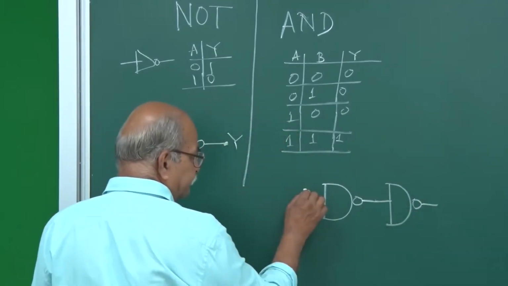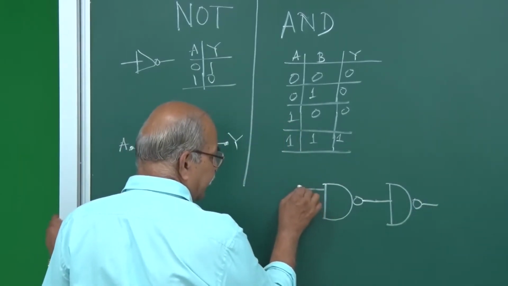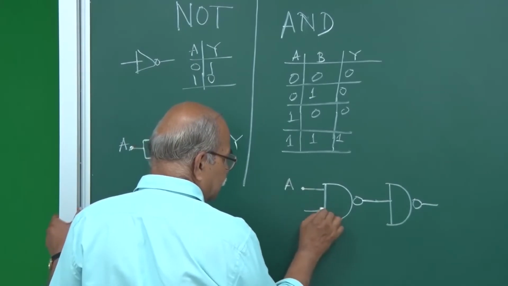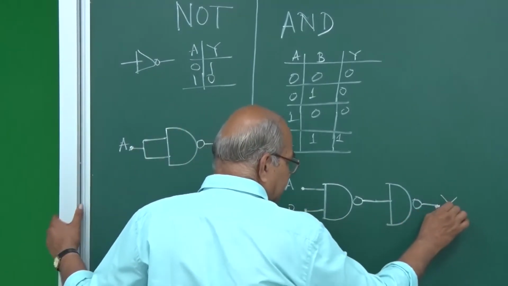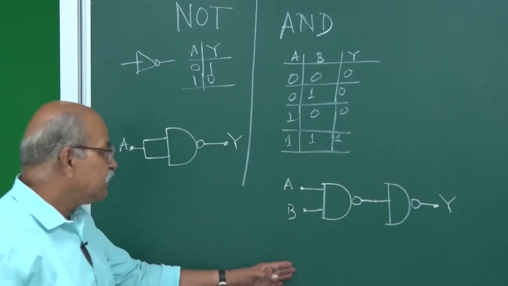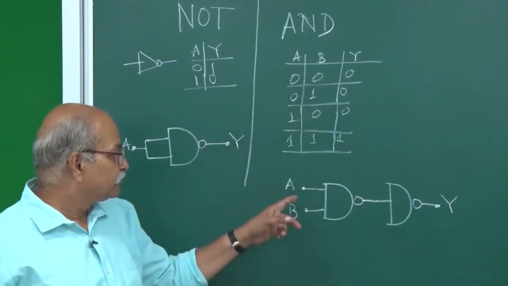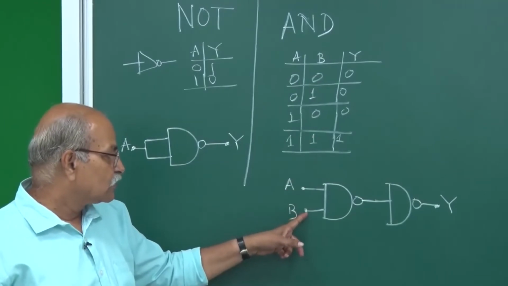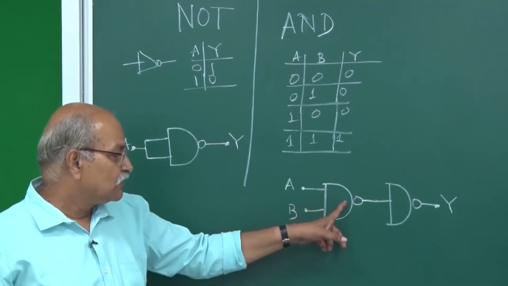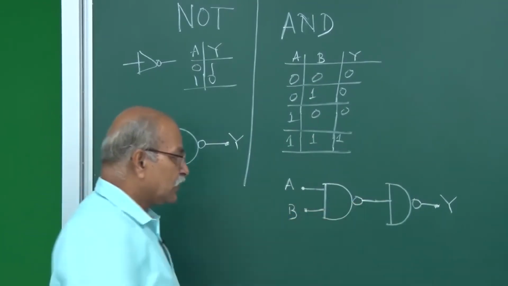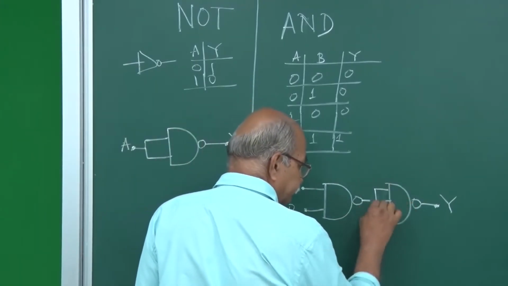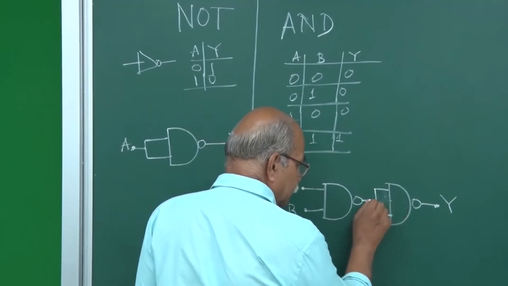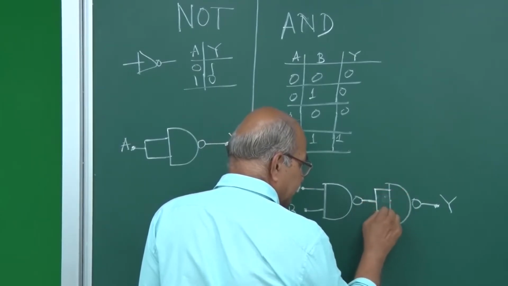Let's try this way. This is A, and this is B, and this is Y. Let's try what happens with this circuit. 0, 0. AND will give me 0. NOT of this will give me 1. Wait. So you need 2 inputs here.